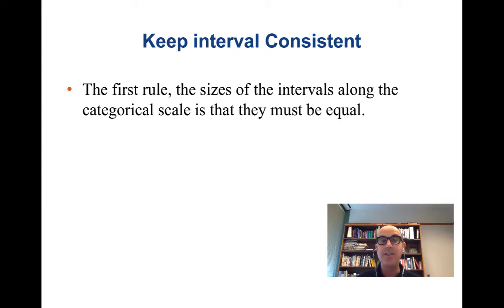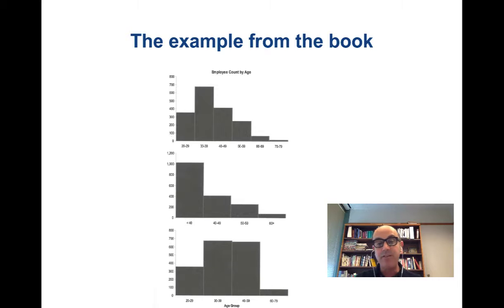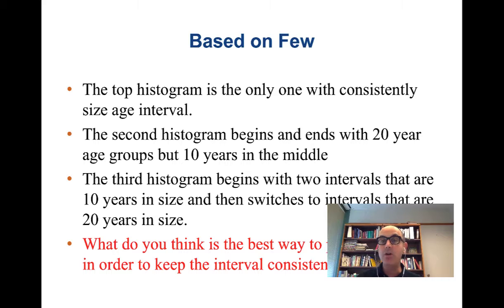Keep intervals consistent. First rule, the size of the interval along the category scale must be equal. Make it consistent. Try to establish your consistency with regard to your example. Example from the book, in this case, how to apply that. Based on our textbook, the top histogram is the only one with consistent age interval size. The second histogram ends with 20 age groups, but 10 years in the middle. The third has some irregular ranges of the ages.